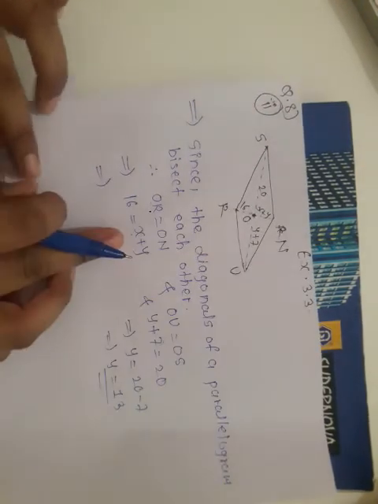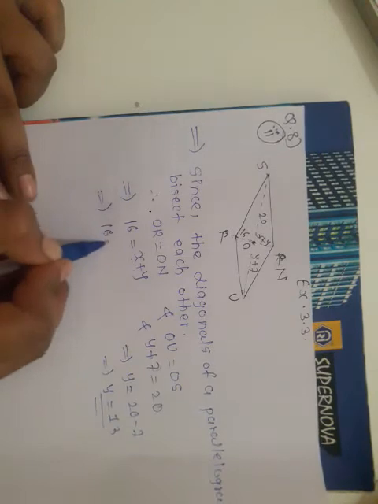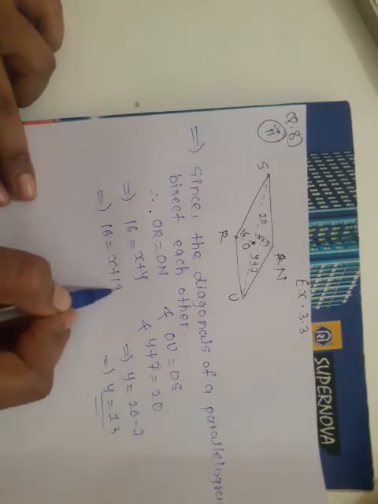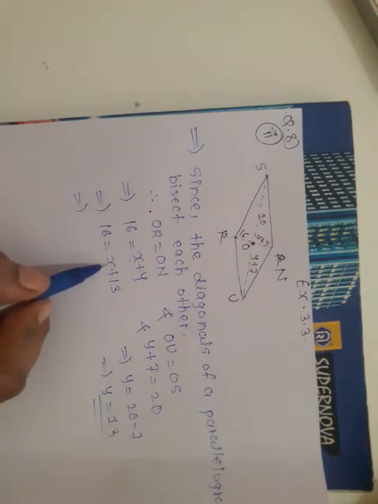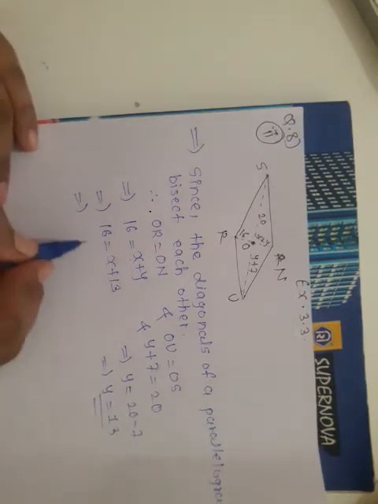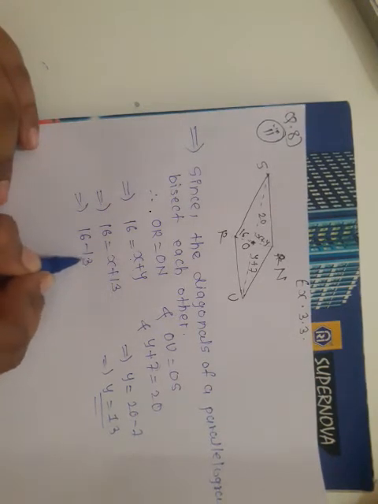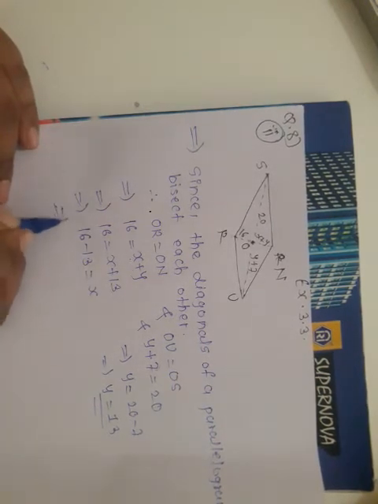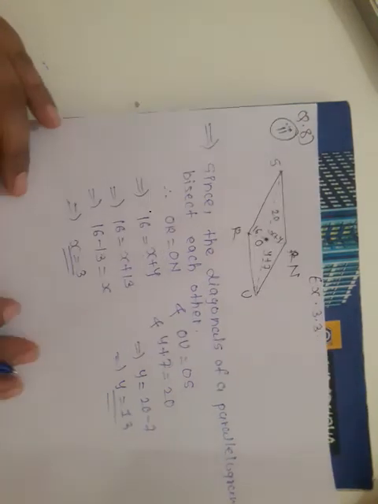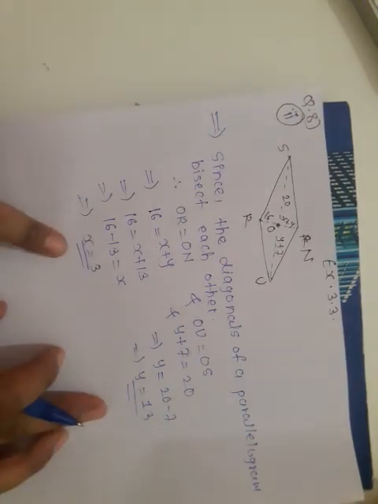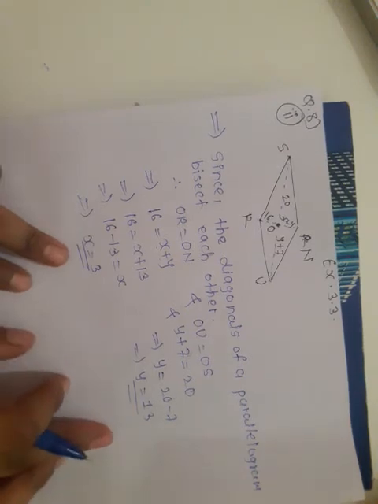Now substitute this value in the other equation. We get 16 is equal to x plus 13. Now to find the value of x, we transpose this 13 to the LHS. Therefore 16 minus 13 is equal to x, so x is equal to 3. In this way we get x is equal to 3 and y is equal to 13.